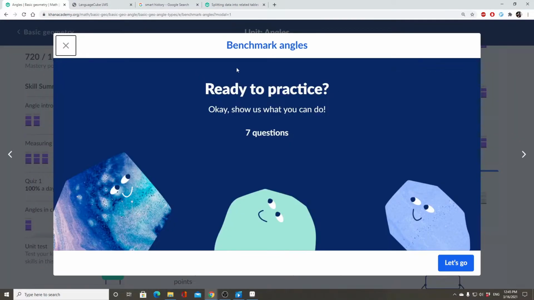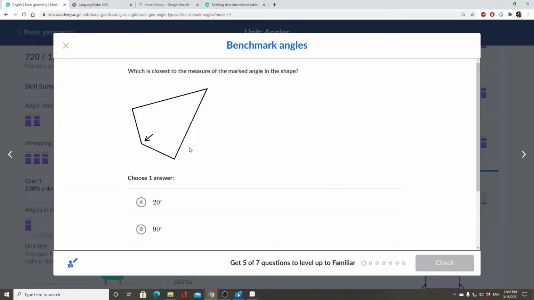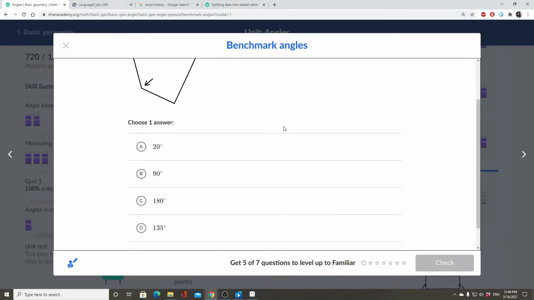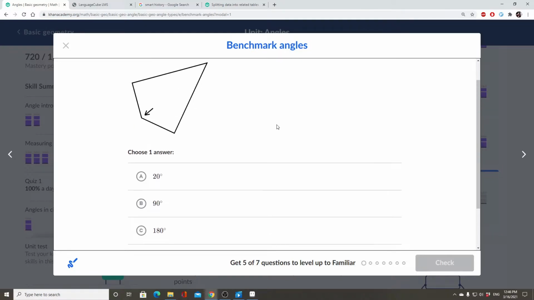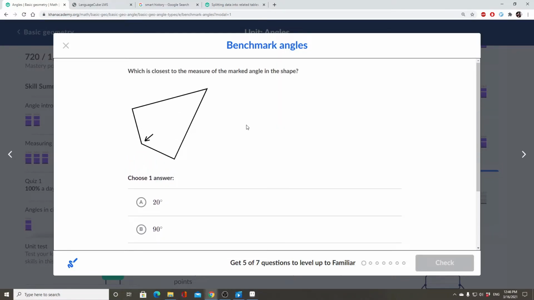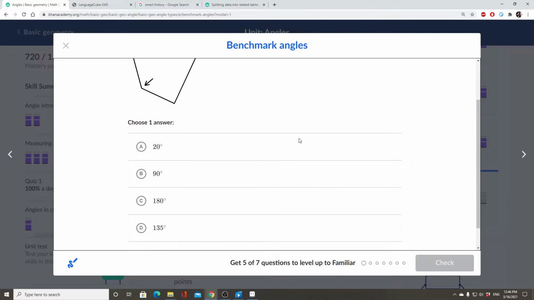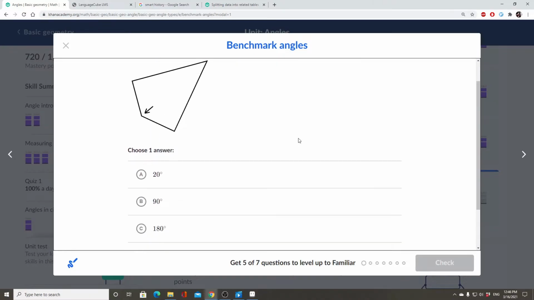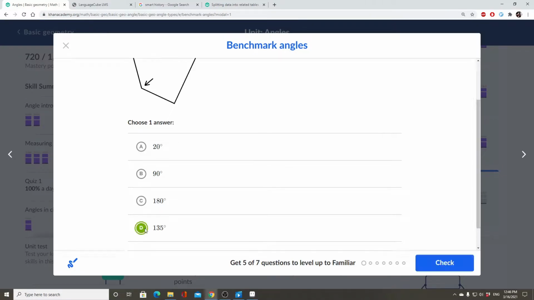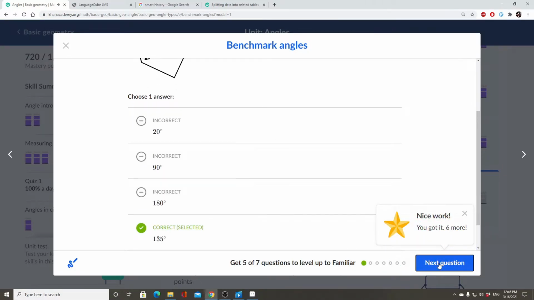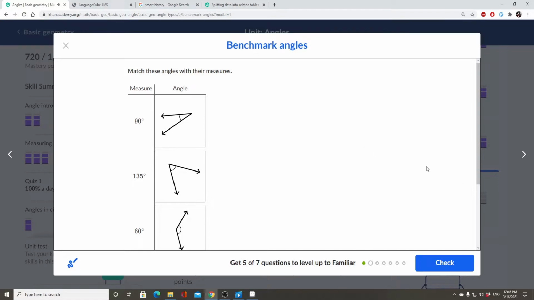Great. Okay. Benchmark angles. I don't even know what that means. I know what a benchmark is, but I guess we'll find out. Which is closest to the measure of the marked angle in the shape? Oh, yes. This is stuff that I'm tricky with. Estimation has always been a weak point. But we can guess. This is obviously an obtuse angle, so it's larger than 90 degrees. It's not 180, because 180 is a straight line, so it must be 135. There we go.